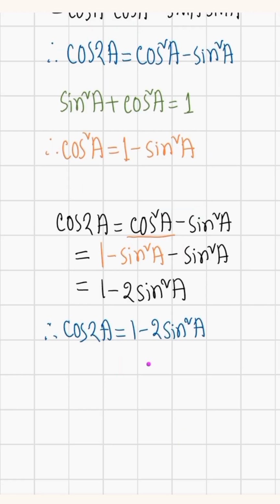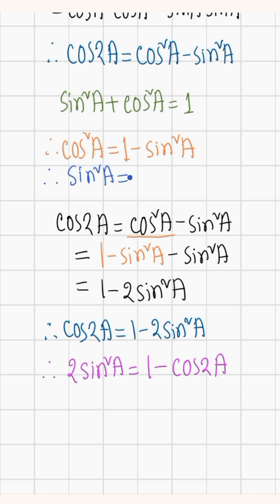তাহলে 2 sin²A = 1 − cos 2A হয়। আবার sin²A = 1 − cos²A.